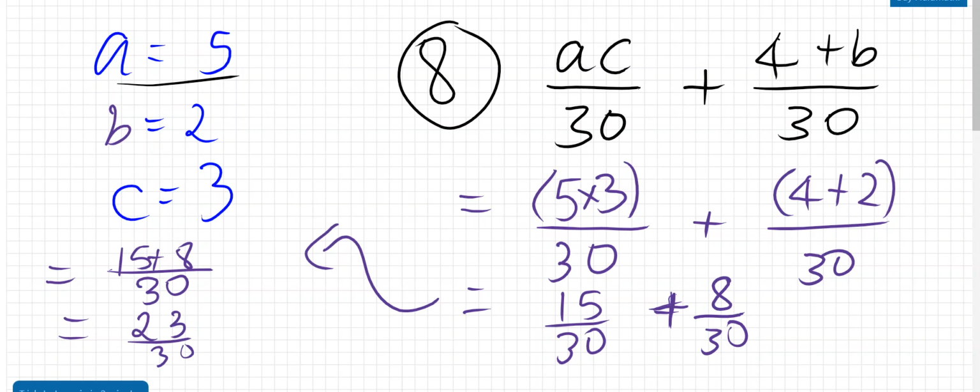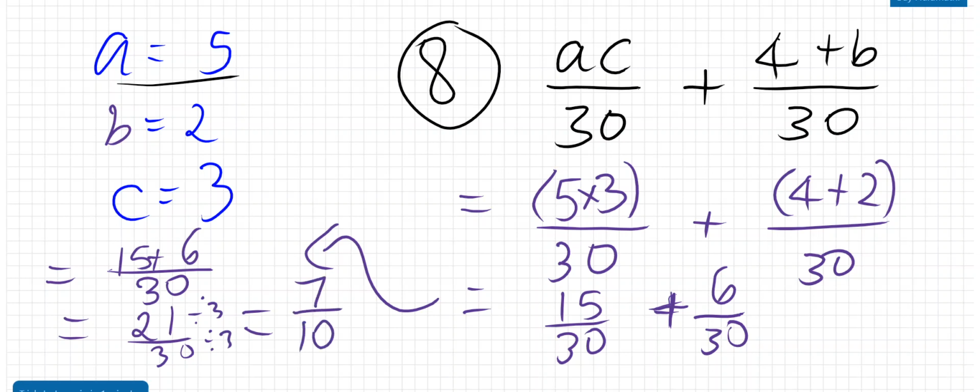So I stop there. Sorry, I apologize. Over here, 4 plus 2 is actually 6, not 8. I went 4 times 2 in my head. So I'll just change that. 15 plus 6. So 15 plus 6 is 21 over 30. And now, can I simplify 21 over 30? Yes, I can. I can divide them both by a factor of 3. 21 divided by 3 is 7. 30 divided by 3 is 10. So you should have had 7 over 10.